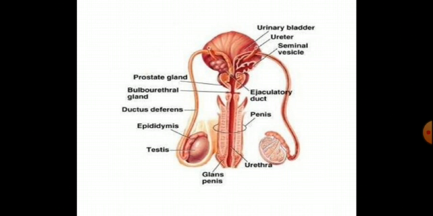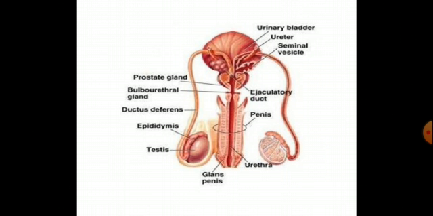It is the common passage for urine and also the secretions from the prostate and bulbourethral gland. This urethra opens outside through an external opening called the urethral meatus.